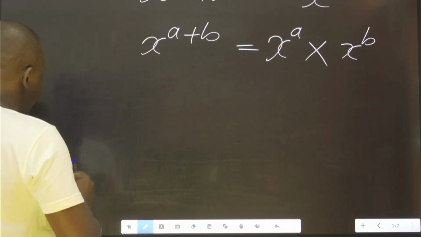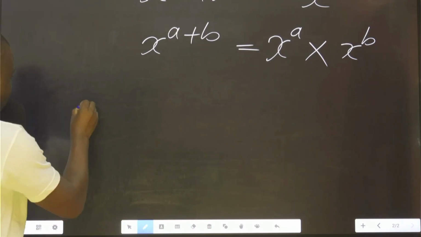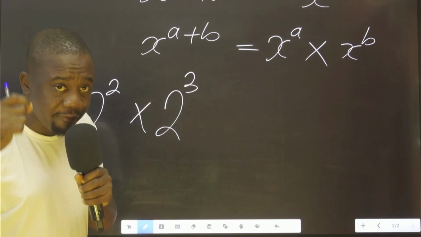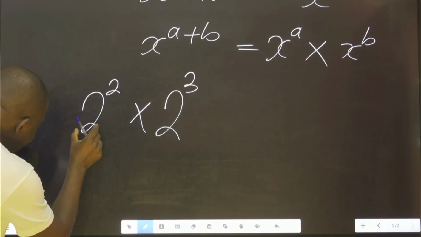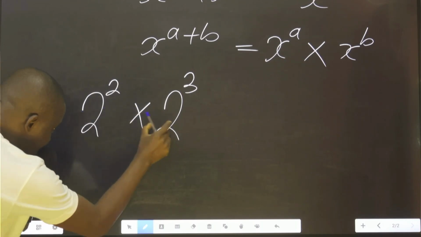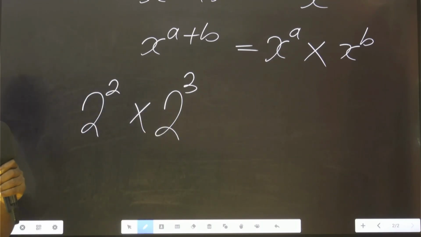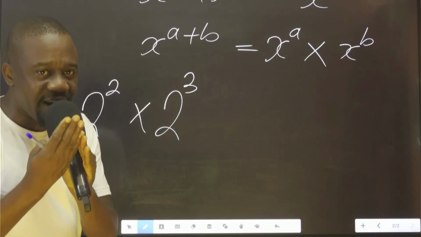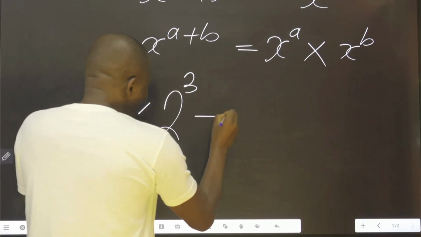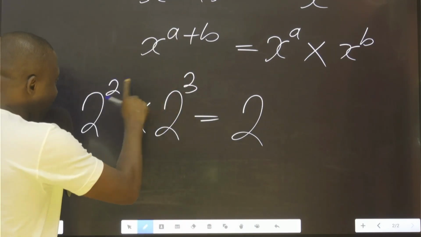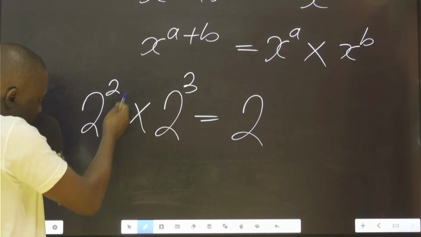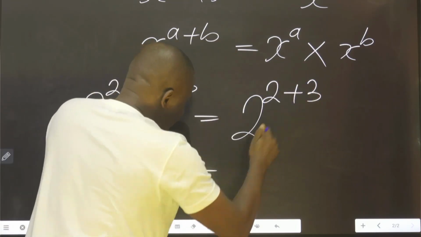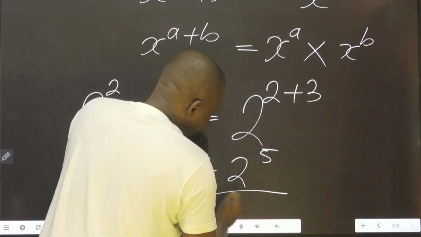What is the meaning of this? It simply means if you have something like this, 2 raised to power 2 multiplied by 2 raised to power 3. The first thing you ask yourself, are these the same? We call this one the base. Are the bases the same? Yes. If the bases are the same, therefore, these two can be friends. They can come together. Simply do 2. For them to come together because of this multiplication, you put plus to bring them together. This plus this will give you 5.